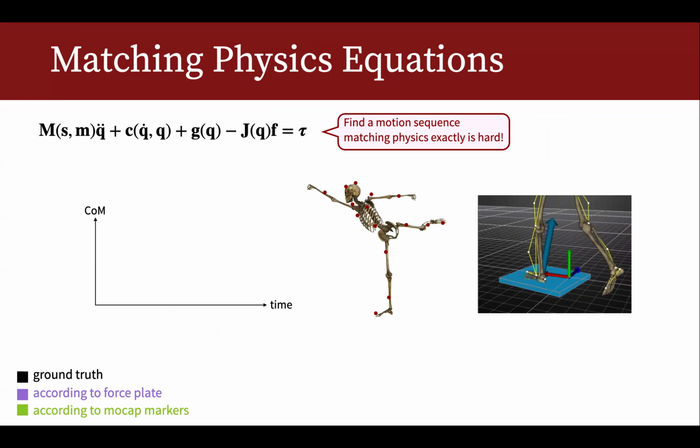So if you plot out the center of mass trajectory, let's just assume this black curve is ground truth. If you use the marker position to compute the joint angles and calculate the center of mass, you get this green curve here. If you trust your ground force plate, you get this purple curve here. And oftentimes people start with the marker position because it looks closer to the ground truth.